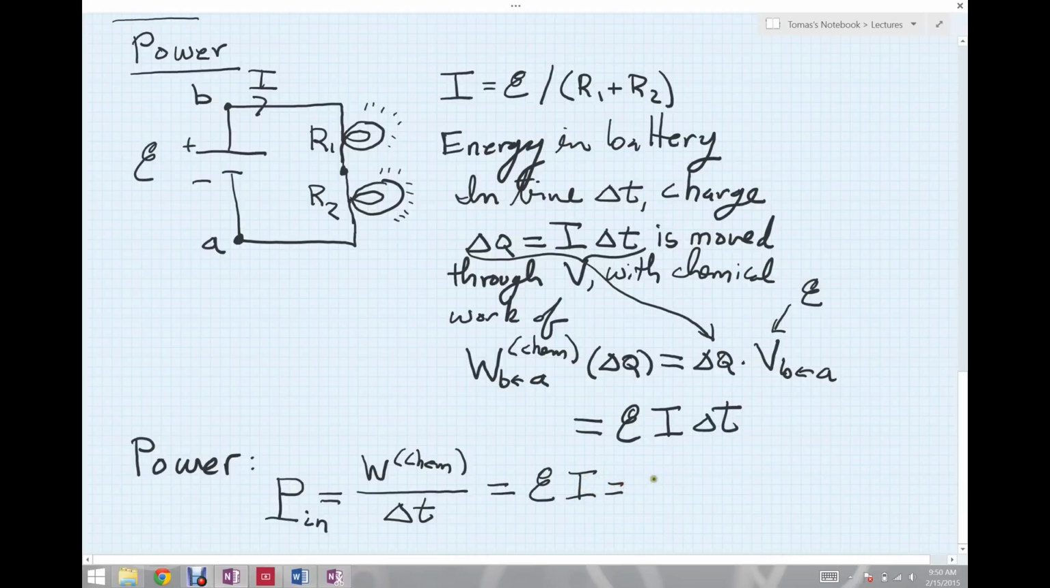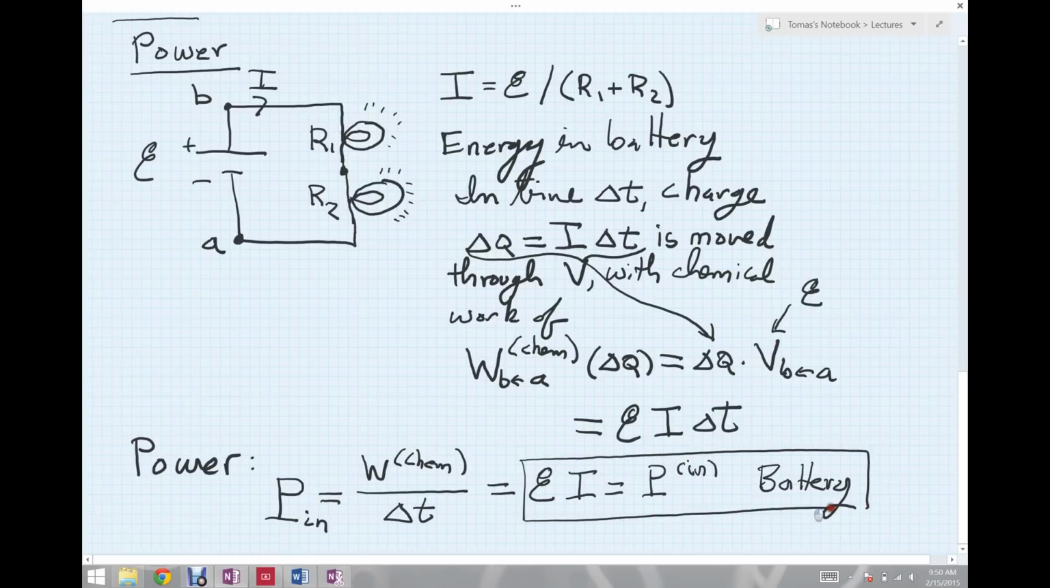That is a famous formula. That's the power that's put into a battery. Here I'll write it like this to formalize it. That's the power associated with a battery. It's its EMF times the current going through the battery. Very good.